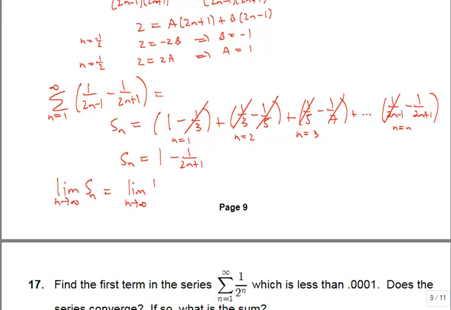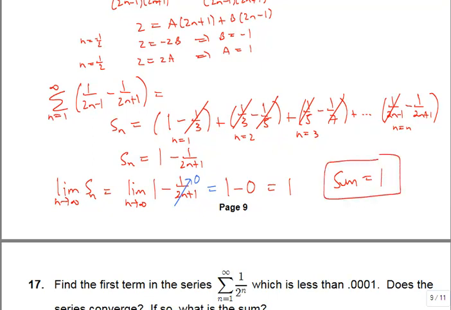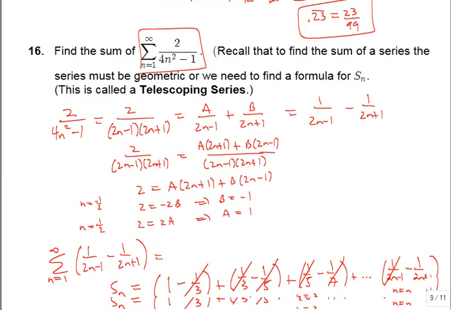So what's the limit of 1 minus 1 over 2n plus 1? Well, as n gets big, this denominator gets big, so this fraction goes to 0. So we just get 1 minus 0, which is 1. So the sum is the limit of these partial sums, so the sum of that whole series must be 1. So be on the lookout for these telescoping series.